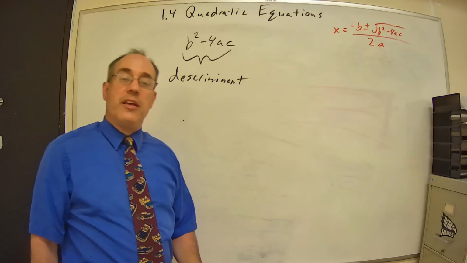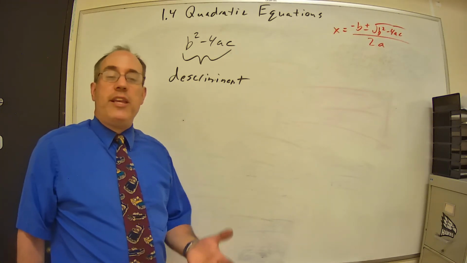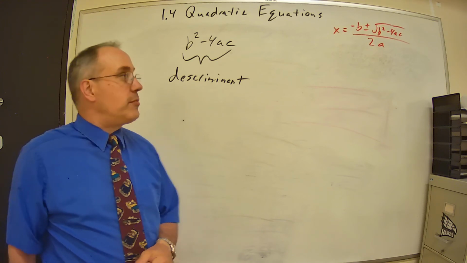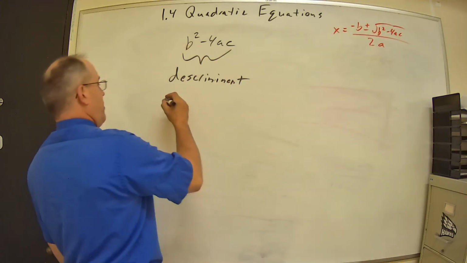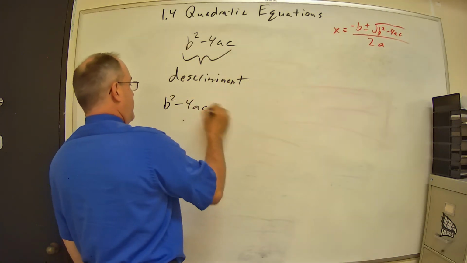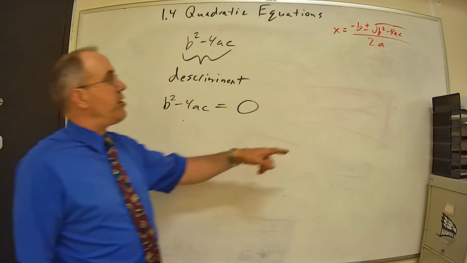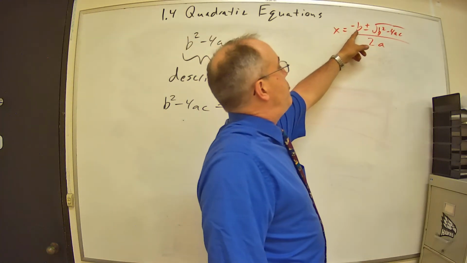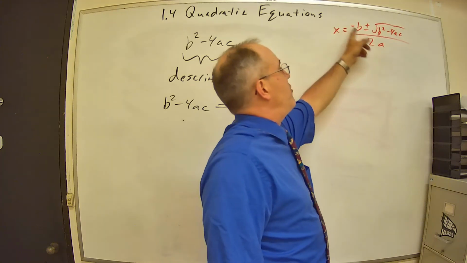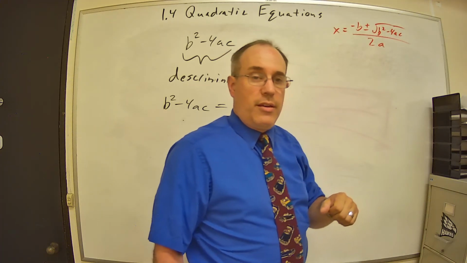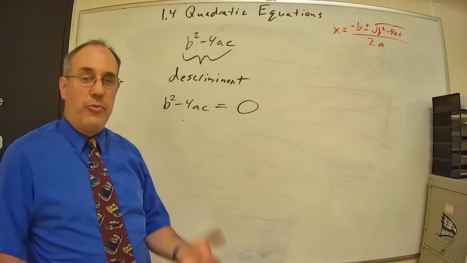And the discriminant makes it obvious to us how many and what type of roots we're going to have. Because if b squared minus 4ac is equal to 0, then we're just going to end up with negative b plus or minus 0. Well, if you add or subtract 0, it doesn't change anything. You just end up with negative b over 2a, which means you're going to have one real rational root.